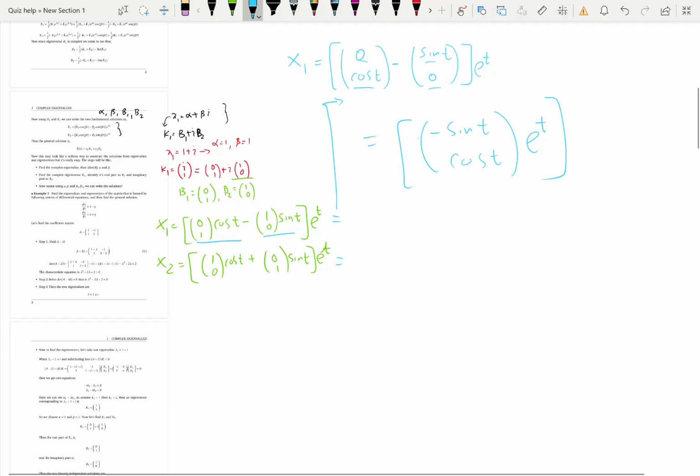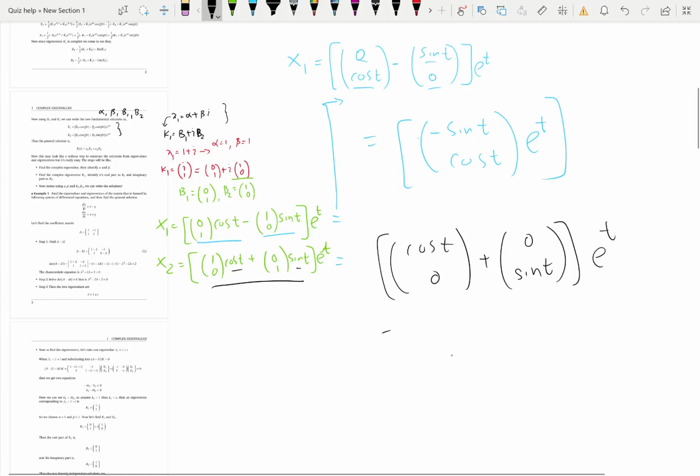Now can we do that for x2 also? Yes, we can. So here we get cosine t times (1, 0) plus sine t times (0, 1). If I distribute the cosine and sine among the relevant vectors, times e to the t, we can add these two: cosine t plus 0 is cosine t, 0 plus sine t is sine t, times e to the t. So that's the simpler version of x2.